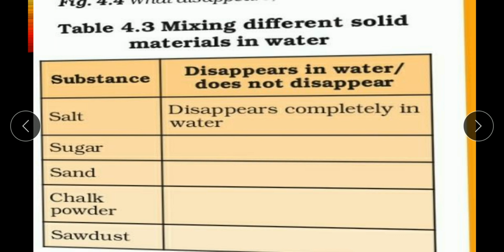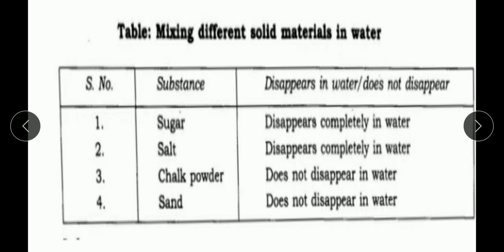Now, table 4.3. This table has been given in your NCERT book. So now this table is based on your solubility only. So first, salt. Salt disappears completely in water. Sugar. Sugar also disappears completely in water. Sand. Sand does not disappear. Chalk powder. Chalk powder does not disappear. Sawdust. Sawdust does not disappear. Now, you can see from here also.